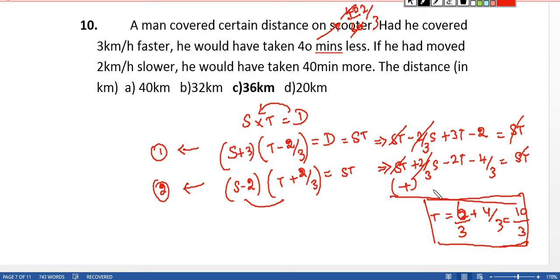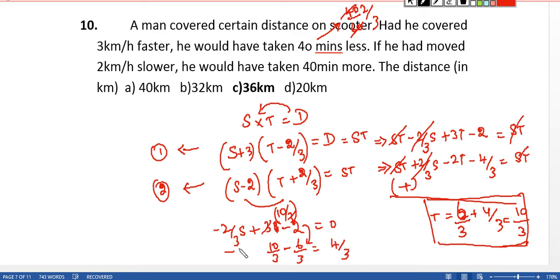So what's going to be the speed? I'm going to substitute it in this particular equation. What's our equation here? Minus 2 by 3s plus 3t minus 2, and t is 10 by 3. If I substitute here 10 by 3, what do I get? So what I get is 10 by 3 minus 2, 10 by 3 minus 6 by 3. This 2 I'm writing as 6 by 3; I'm just multiplying both numerator and denominator by 3. So this is nothing but 4 by 3.